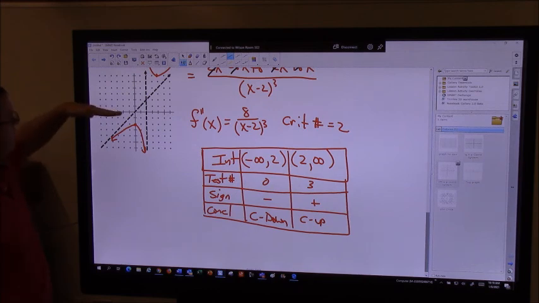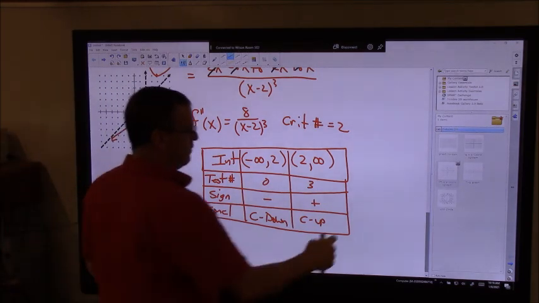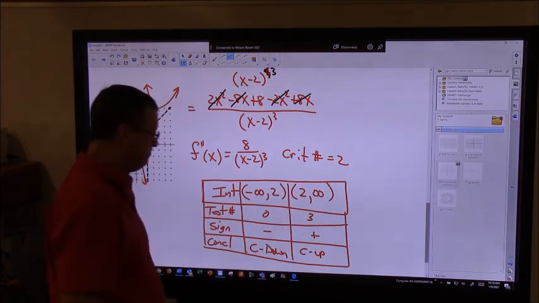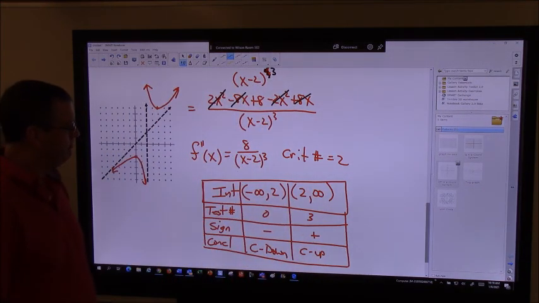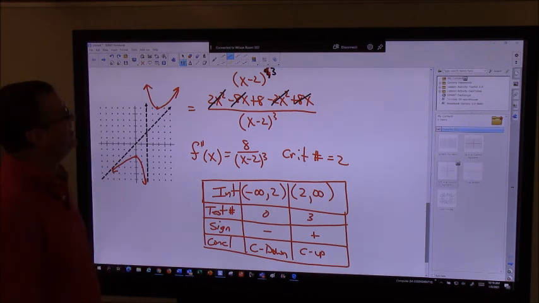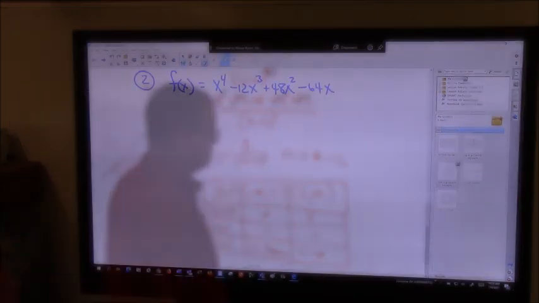We're not crossing the x-axis at all. I did hit my y-intercept, which was also my relative maximum. And so I've got everything that I need here. Okay? Whew! That's a lot, right? All right, let's try another one.